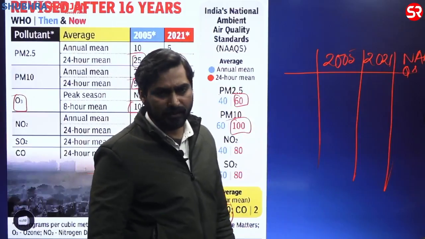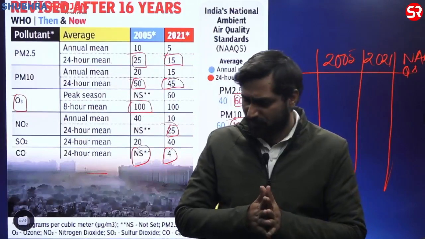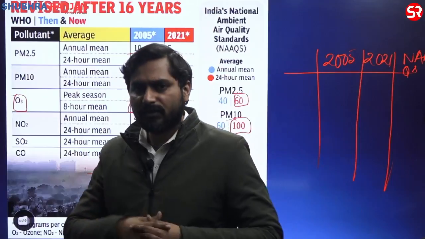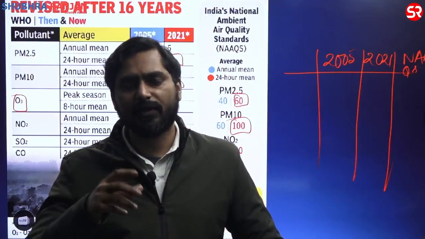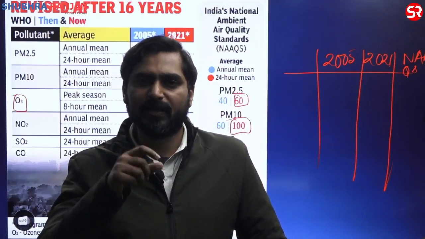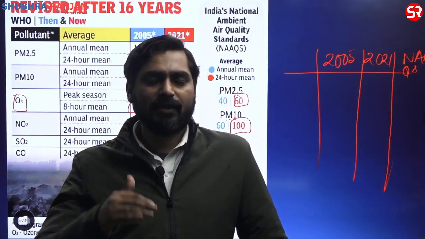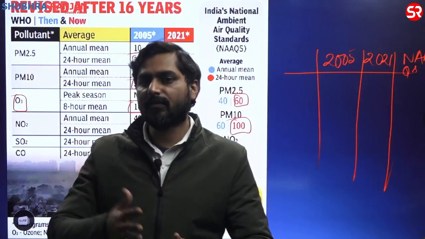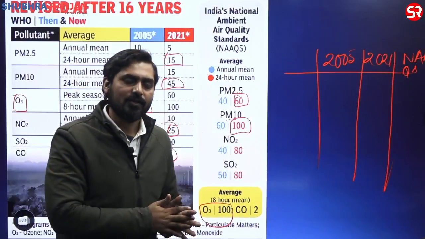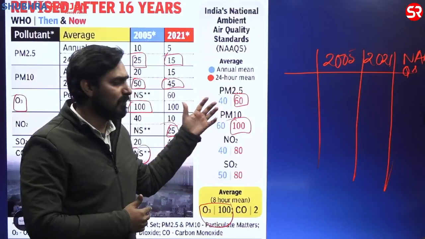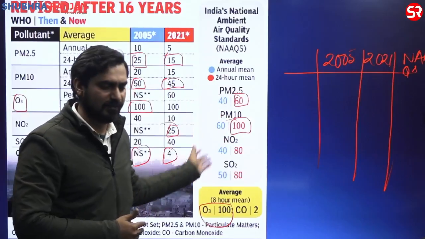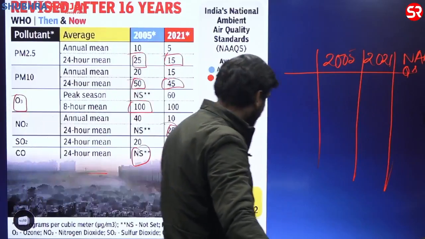This NCAP was also asked last year. The aim of NCAP was to reduce PM 2.5 and PM 10 by 20 to 30% from the 2017 level within 5 years. So this was the aim of NCAP. These are the basic differences, so you could have written this answer.